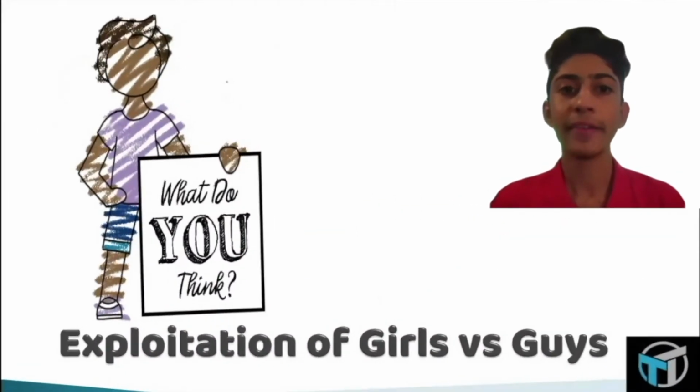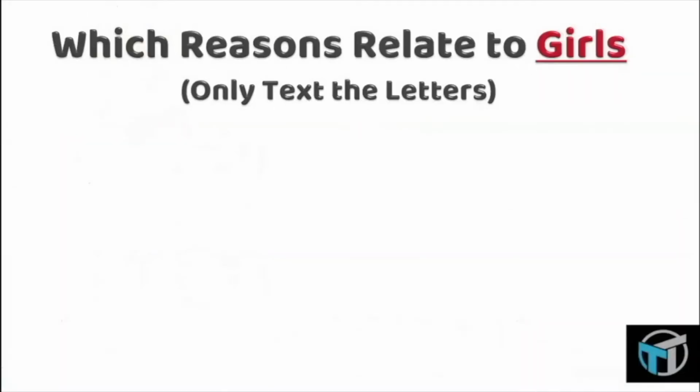Now, I need everyone to get their phones ready because we're going to have a pop quiz. We want you to think about what might be different reasons girls are exploited versus the reasons guys could be exploited. Listen carefully to the directions on the next slide. On this slide, you will review the list of reasons that might relate to girls being exploited. You will text which letters, A, B, and so on, that you think apply to girls being exploited.